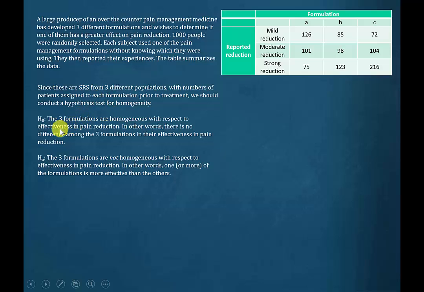So here then would be our hypotheses. Our null hypothesis would be that the 3 formulations are homogeneous with respect to effectiveness in pain reduction. In other words, there is no difference among the 3 formulations in their effectiveness in pain reduction. The alternative hypothesis then would be that the 3 formulations are not homogeneous with respect to effectiveness in pain reduction. In other words, one or more of the formulations is more effective than the others. So we will conduct a chi-square test.